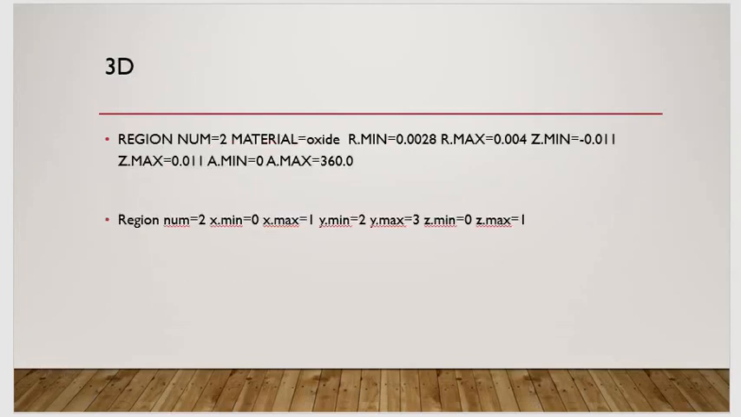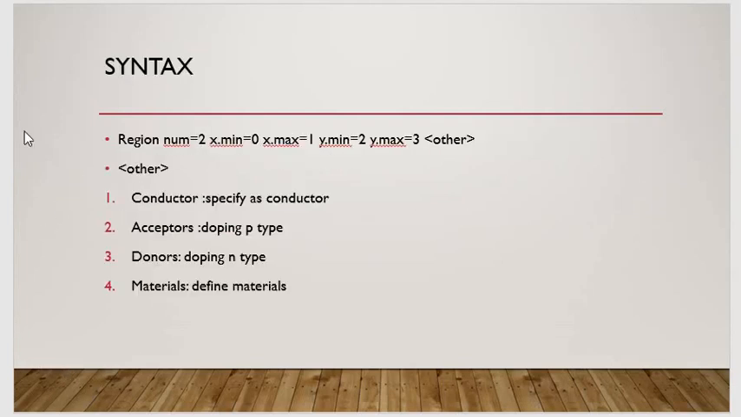Now comes more syntax parts. I will tell you some extra things here, like region number two, x.min, x.max, and y.min, y.max. You probably understand, right? In the Silvaco manual there is some more detail specified there. There is conductor. As in the last video I explained, sometimes we have to take the topmost metal as a conductor to specify it as an electrode. An electrode in Silvaco is a metal only. So if you define it as a conductor here, it will automatically be specified as an electrode in the electrode statement.